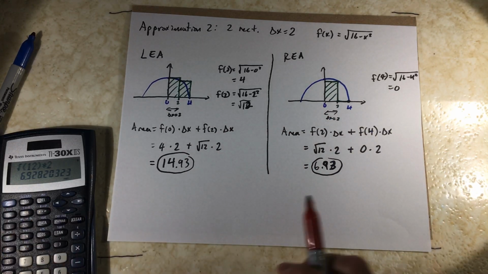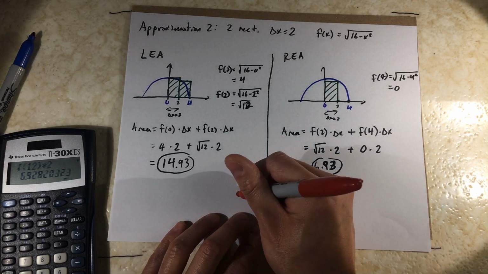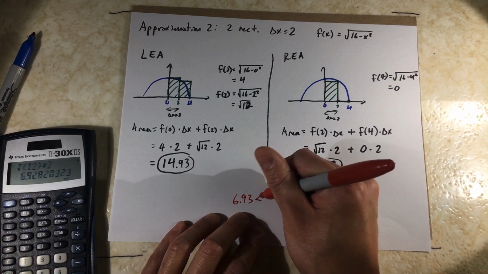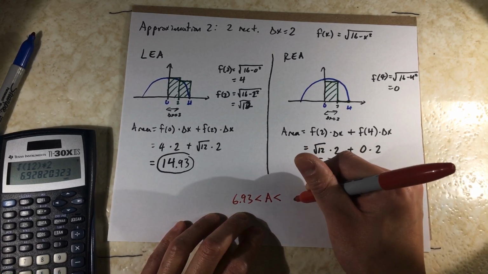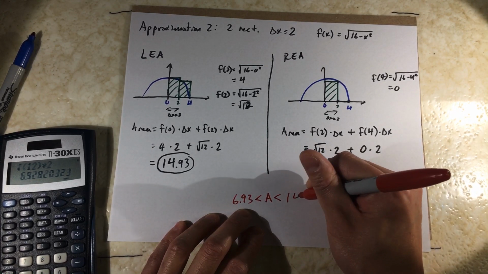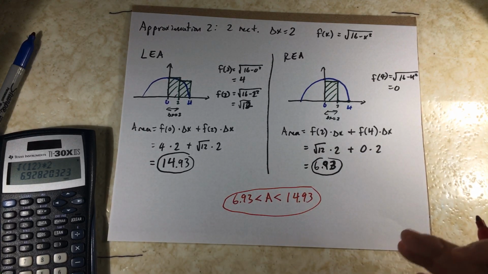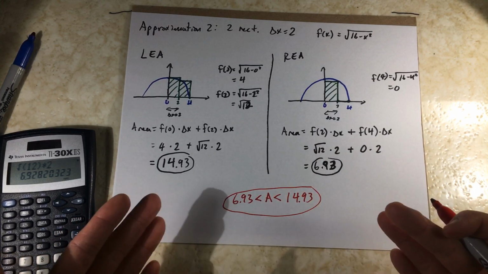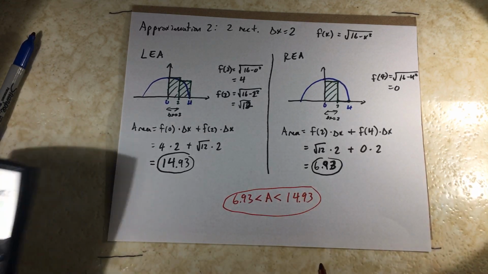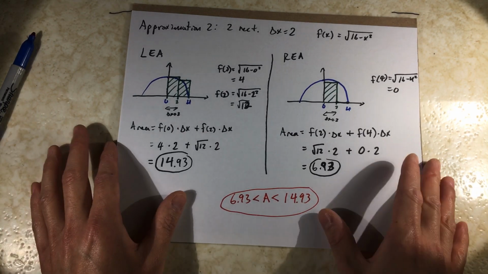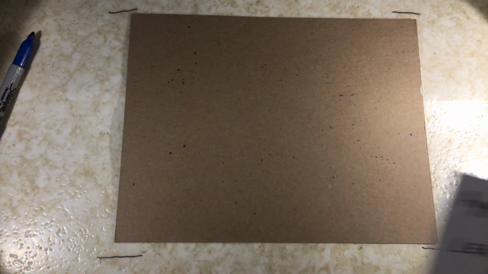So from that, we have a new upper and lower limit. We know that 6.93 is less than the area, but the area is also less than 14.93. So our endpoints are getting closer together. Before it was 16 and 0. So we're getting closer together with this approximation. And we're going to do one more approximation, just to see that it's getting closer and closer.